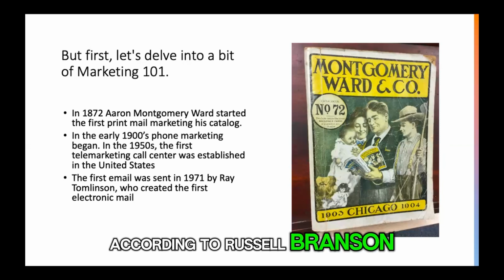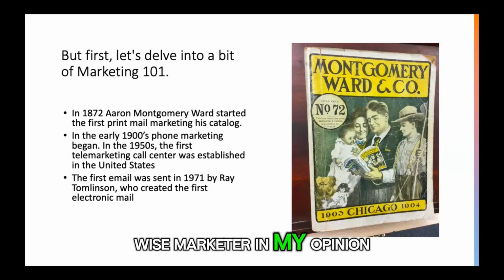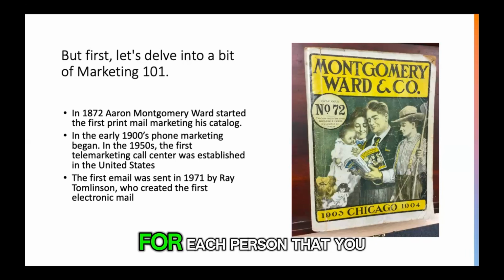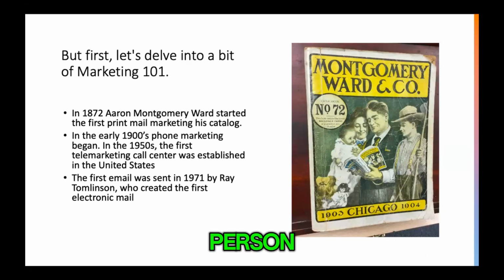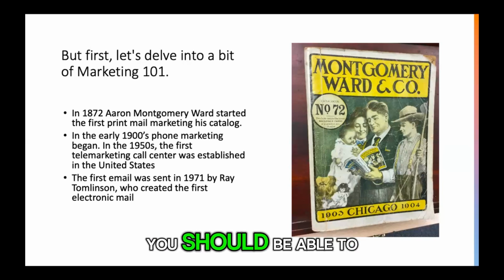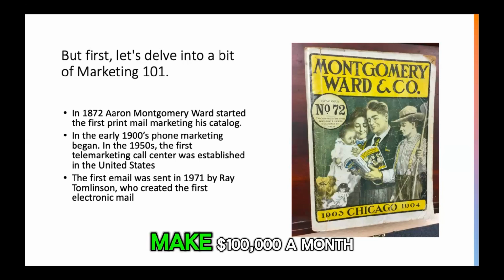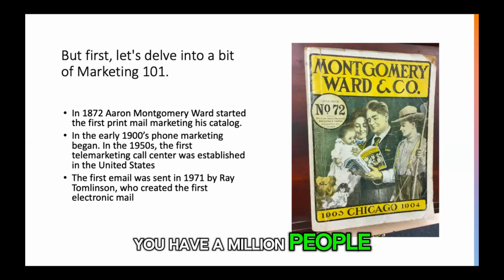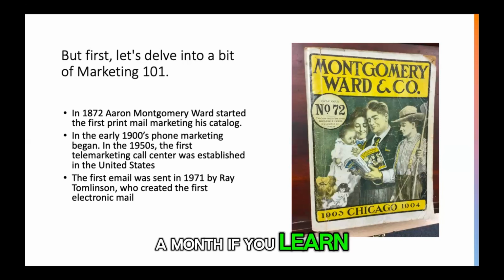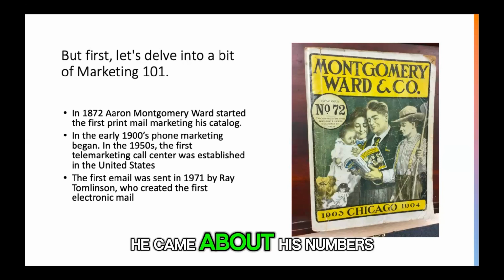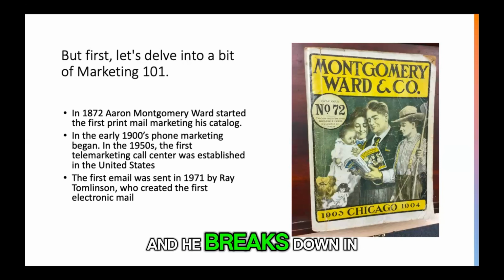According to Russell Brunson, who is a very strong, wise marketer, in my opinion, I read all his books. He is great. I highly recommend you check him out. For each person that you have in your list, if you know how to work your list properly, you should be able to get $1 a month per person, which means if you have 10,000 people on your list, you should be able to make $10,000 a month. If you have 100,000 people in your list, you should be able to make $100,000 a month. If you have 1 million people on your list, you should be able to make $1 million a month if you learn how to strategize and target your list correctly. Now, I'm not sure how he came about these numbers, but I thought it was pretty amazing. And he breaks down in one of his books exactly how he came up with his numbers, but it's pretty interesting to know.